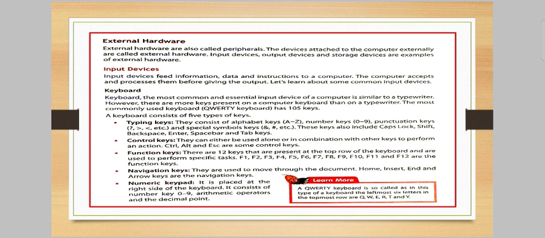Next is control keys. They can be used alone or in combination with others to perform an action. Control, Alt and Escape. We all know that the shortcut key to cut is Control plus X, copy is Control plus C, paste is Control plus V. So this type of key is used in combination with other keys to perform a specific task.